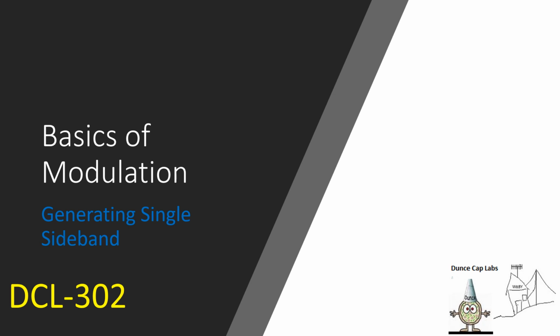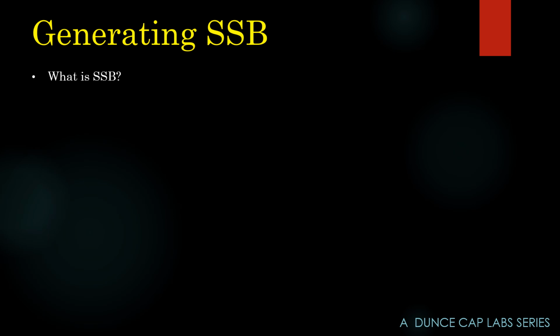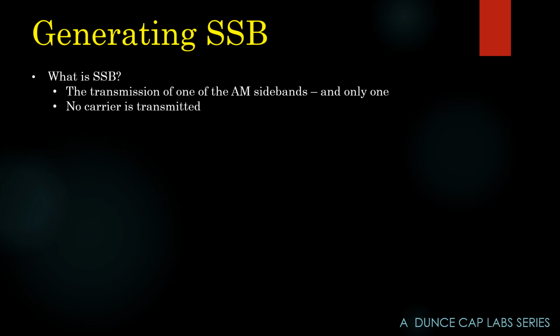There are two basic ways from the past to generate single sideband: the phase method and the filter method. It is much easier to understand SSB with the filter method, so that's what we're going to stick with. First of all, what really is SSB? Well, we already know. It's where we transmit one AM sideband and nothing else. No carrier, no second sideband.